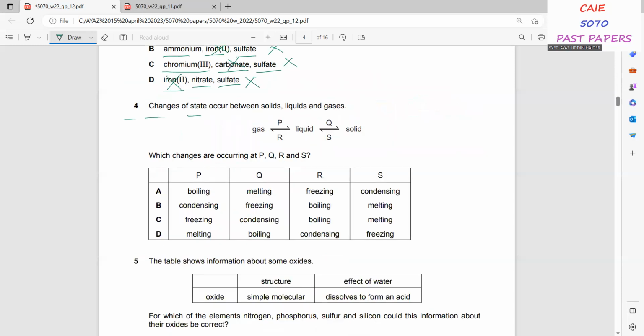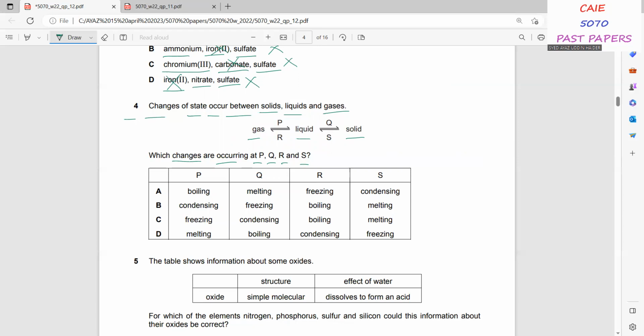4. Changes of state occur between solids, liquids, and gases. Gas is converted to liquid, that's converted to solid. Which changes are occurring at P, Q, R, S? So these are the changes which are happening.